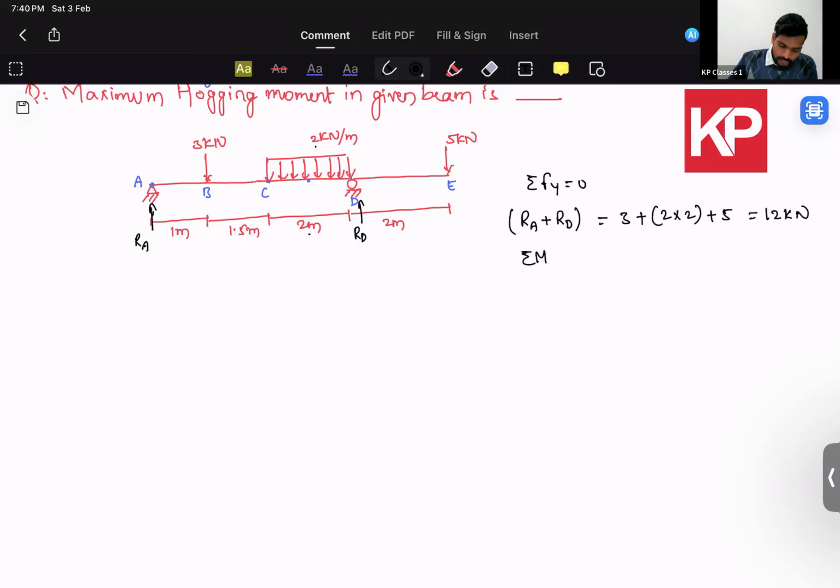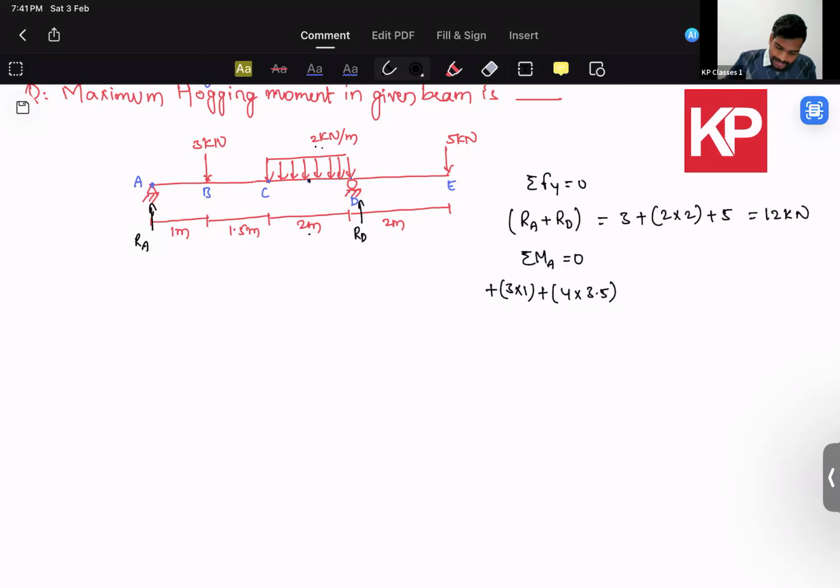If I apply the second equilibrium equation, summation of all the moments about point A, you can always take it about any particular support, it will make the calculation easier. So if I take it about support A, I'll get the equation to be 3 into 1. That's a positive moment, so I'll take it as plus because it's a clockwise moment. Then you consider the UDL to be a point load acting at the center of the UDL. That's going to be 4 kilonewtons acting at a distance of 3.5 meters. So 4 kilonewtons multiplied by the distance till the centroid, which is 2.5 plus 1, that is 3.5. And that also is a clockwise moment, so I'm going to take it as positive again.